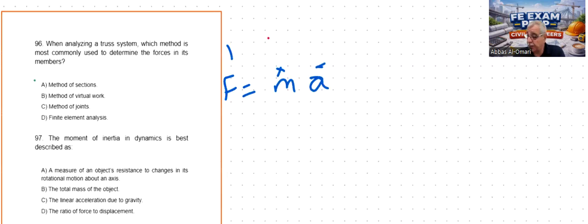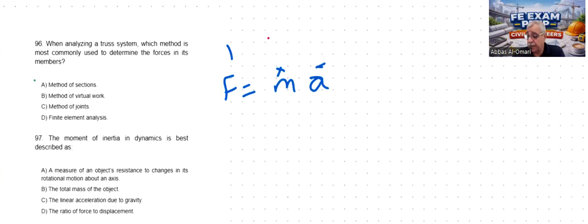Either we use method of joints or method of sections. But the most commonly used one is the method of joints. The method of joints is most common because you can determine the force in more than one member by taking one joint. The method of sections is suitable if you want to determine the force in a selected member, in only one selected member.